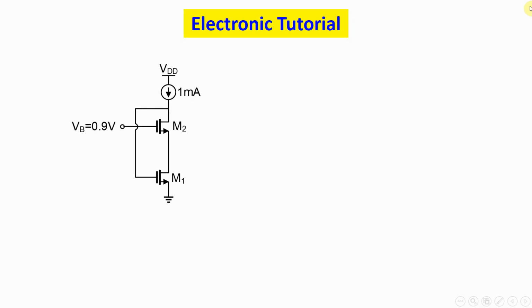This is Ehsan, and in today's video we're going to talk about this circuit. In order for both transistors M1 and M2 to work in saturation and be just the same, we have to determine the minimum value for W over L.